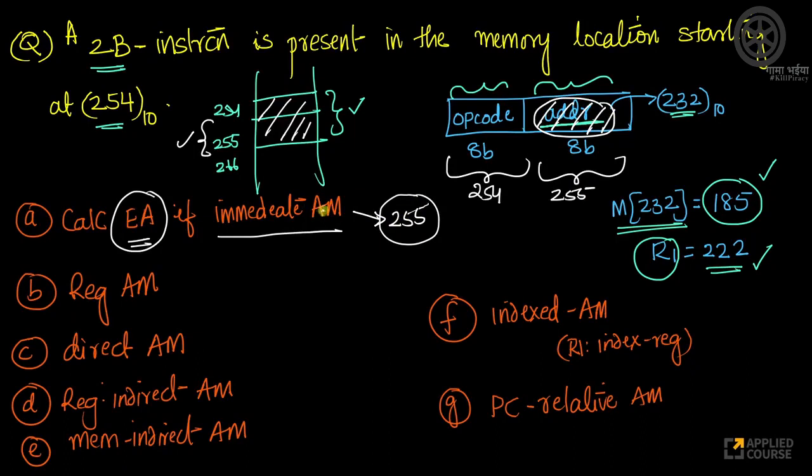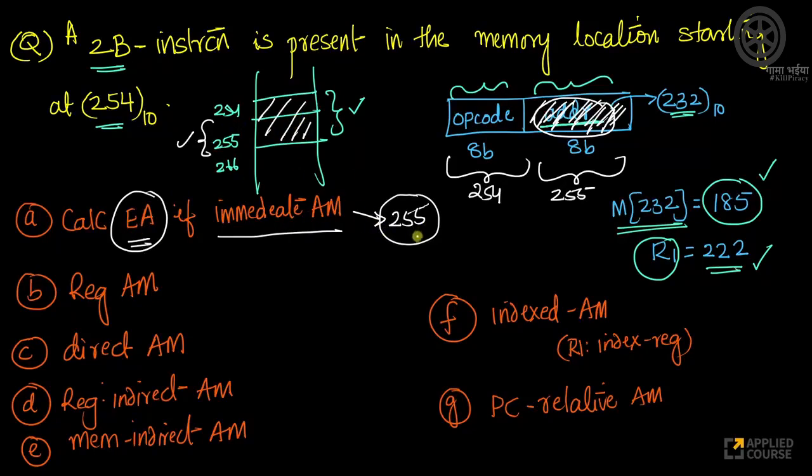Because in immediate addressing mode, what do I do? Whatever is there in the address field, I use it as the data itself. Because I'm using it as the data, where is this data located? This data is located at address 255. So what is the effective address? 255. This is a small twist here.